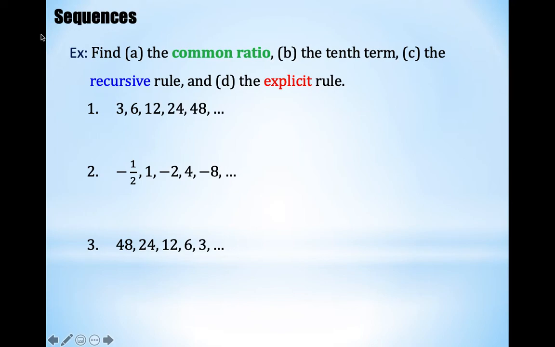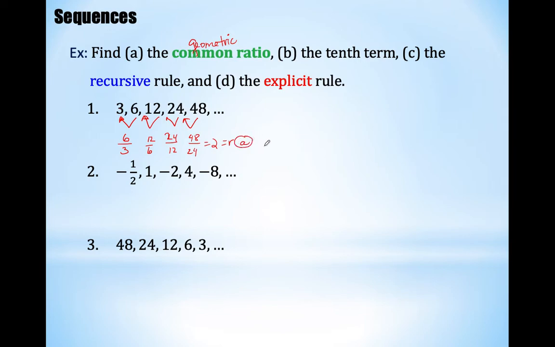So these homework problems: find the common ratio, the 10th term, the recursive rule, and the explicit rule. And again, common ratio means I'm dealing with a geometric sequence. So this time, instead of subtracting 6 and 3, I find a common ratio. Right, and you can see that for each one of these, my common ratio is 2.